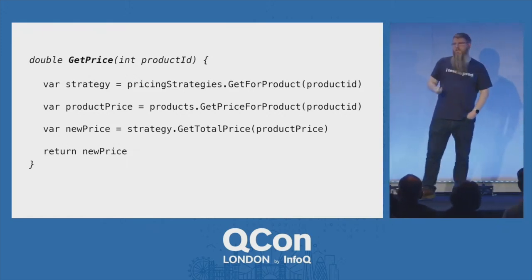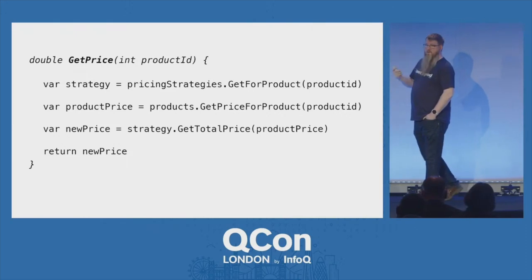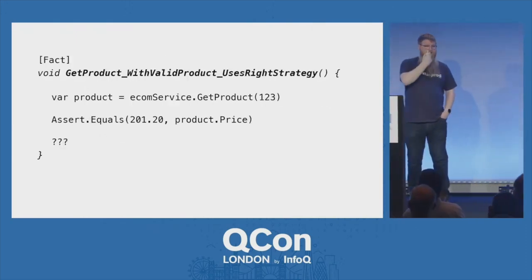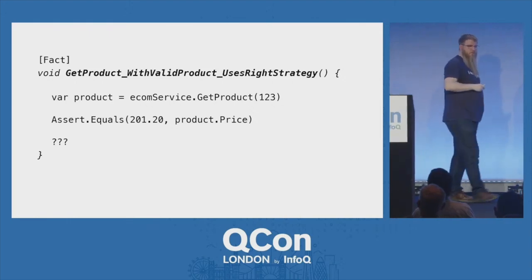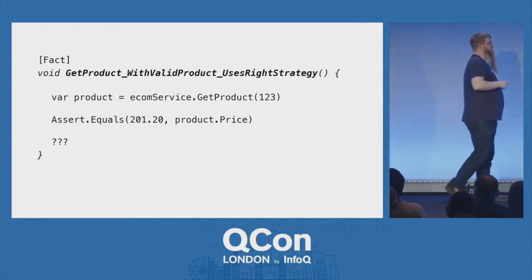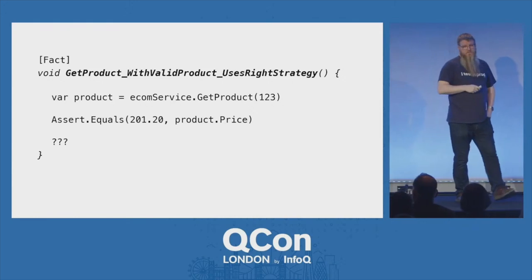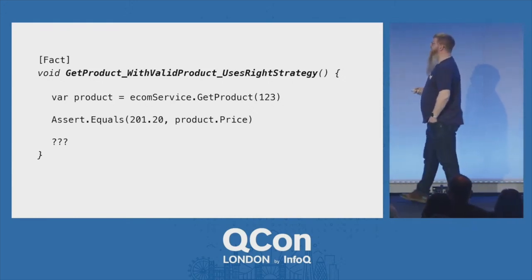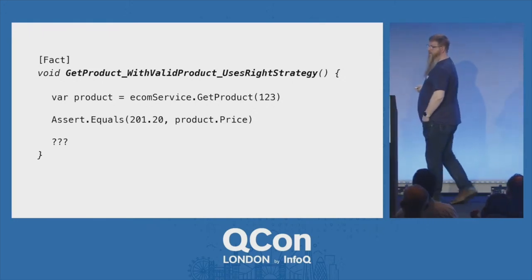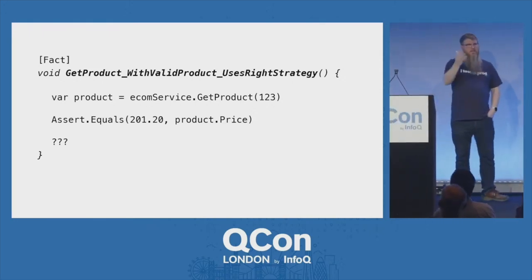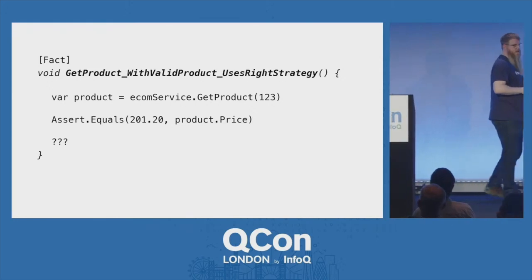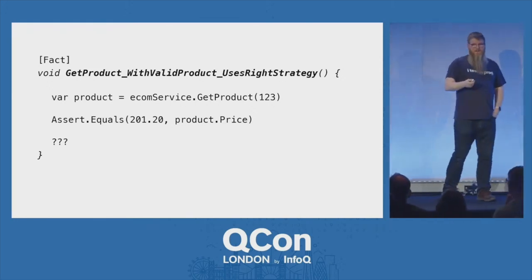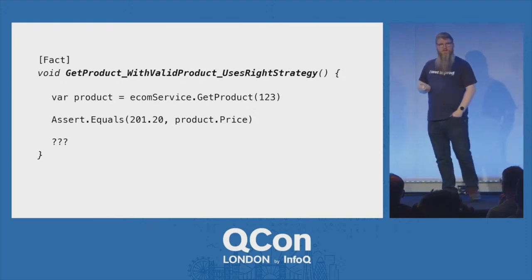Now, we can use those same concepts in our local development, because let's say we were writing a test to say, well, let's make sure our get product endpoint, when it's got a valid product, uses the right strategy. How would we do that? How would we call our ecom service API from the outside, our get product? Imagine this is a wrapper around our API that we've built inside of our tests. How do we test to make sure it's using the right strategy?